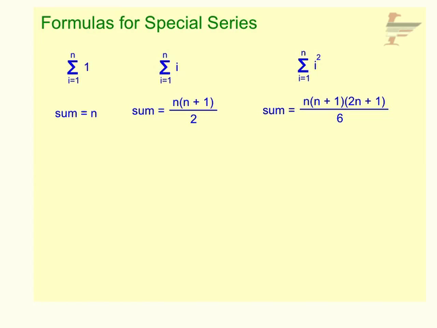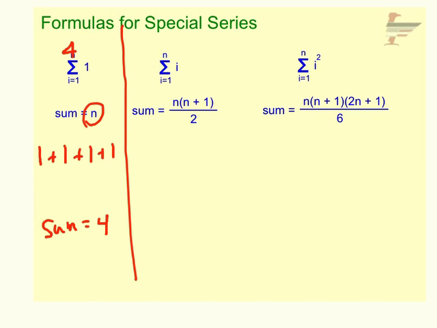This first one, if it's 1, that means that every single term is a 1 that you're finding. So if you're going from 1 up to 4, the rule says the sum will be 4 because you have 4 1s. Every single term is a 1.